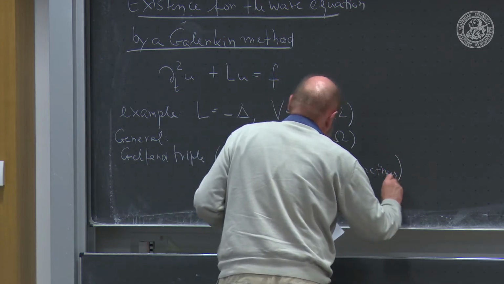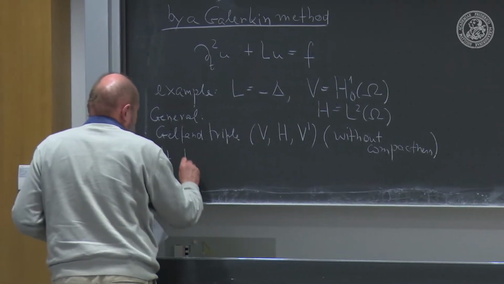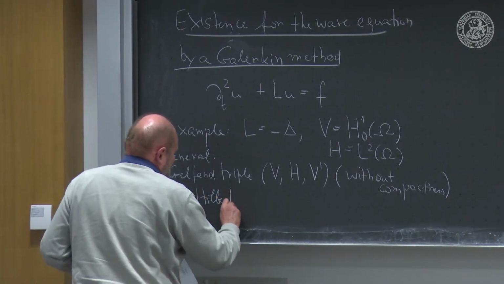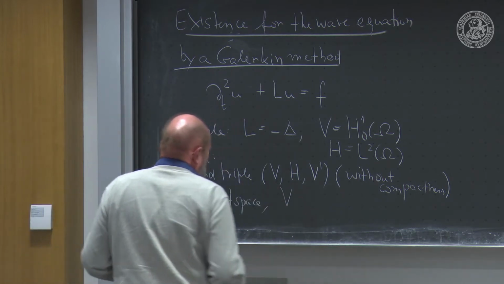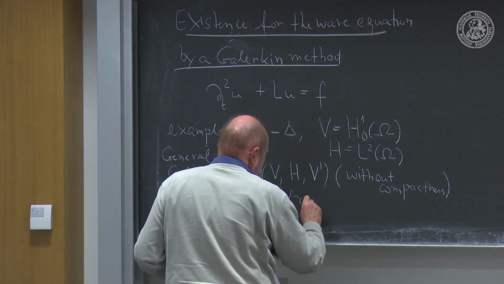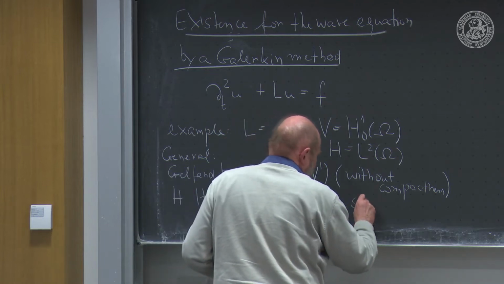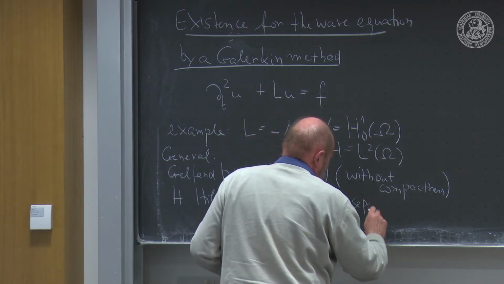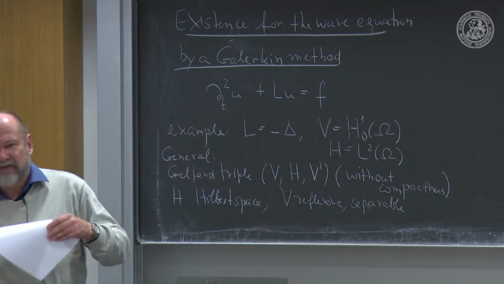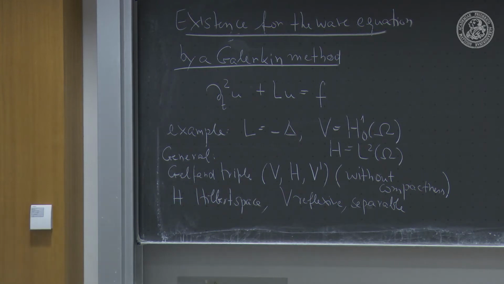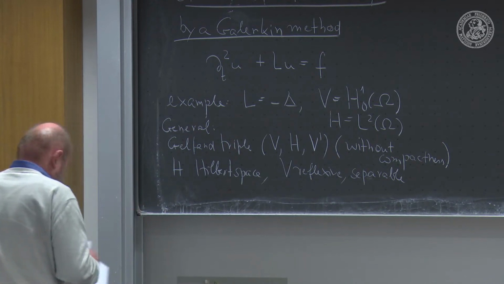That means the following. H is a Hilbert space. V is reflexive and separable. This separability is very important in the following. Otherwise, it would not be separable, and we would not have a basis to approximate it with a finally countable set. That's basically what this condition says.